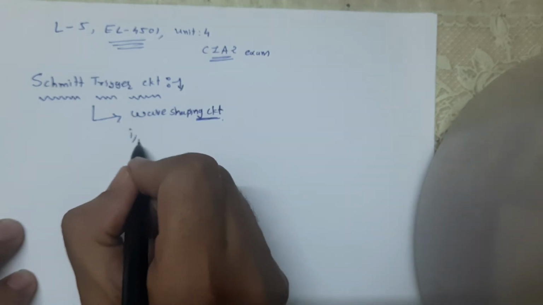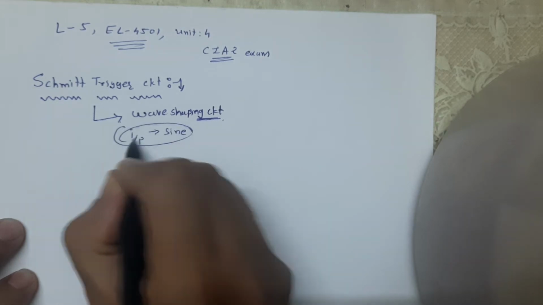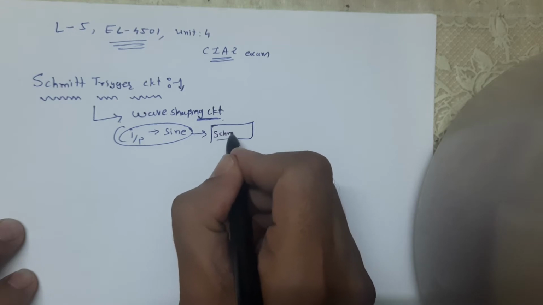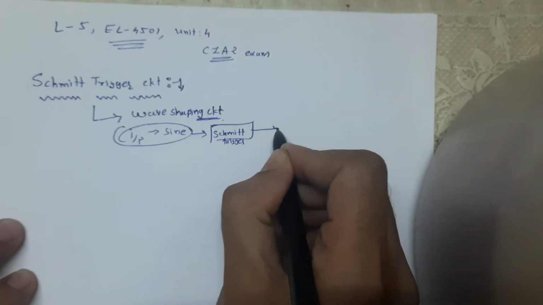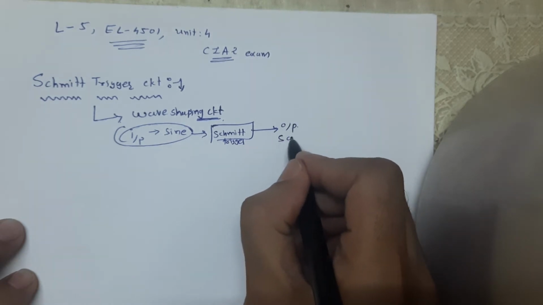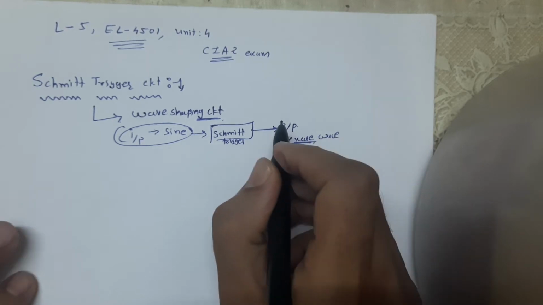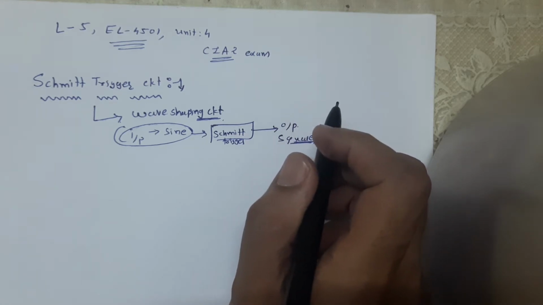So input is sine, Schmitt trigger, then output is square. So it generates the square wave from the input given to the Schmitt trigger, which is a sine wave.